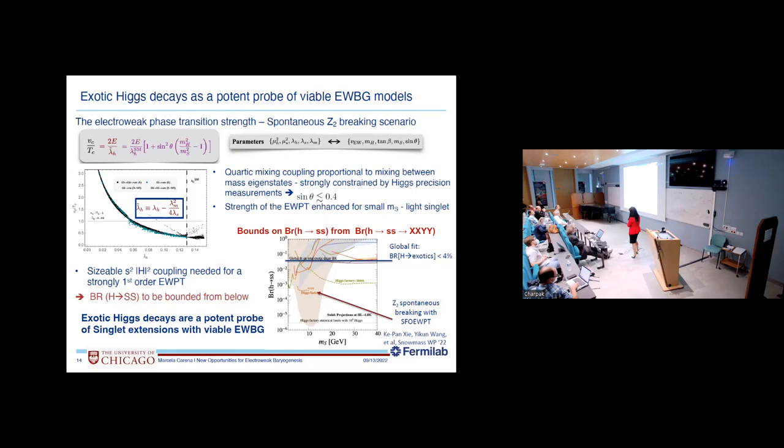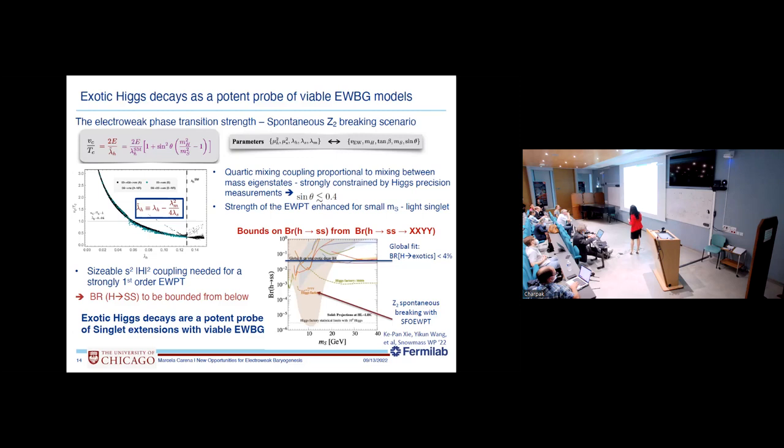So there is an interesting tension there. First of all, I need this guy to be quite light. And this is just to show that I do have v over T critical larger than one if this lambda tilde is sufficiently small. This is the standard model value, so sufficiently small. So I need the singlet to be really below half of the Higgs mass, if you do the calculation, in order to enhance this term here. And I need the sine theta to be sufficiently large, but sine theta is constrained by you guys. So the point is that the branching ratio of the Higgs into SS has a lower bound because I need this to be high.